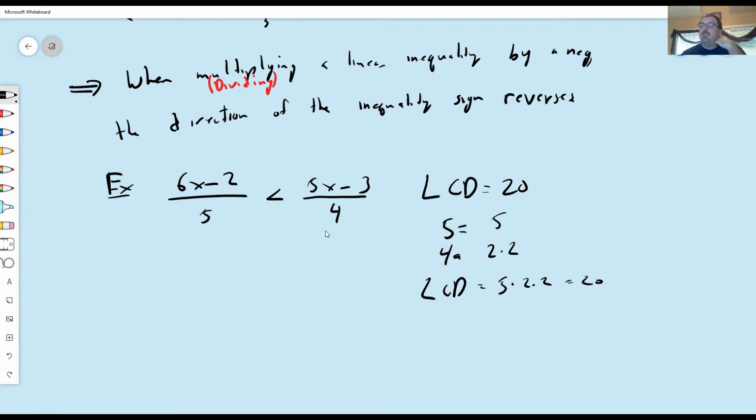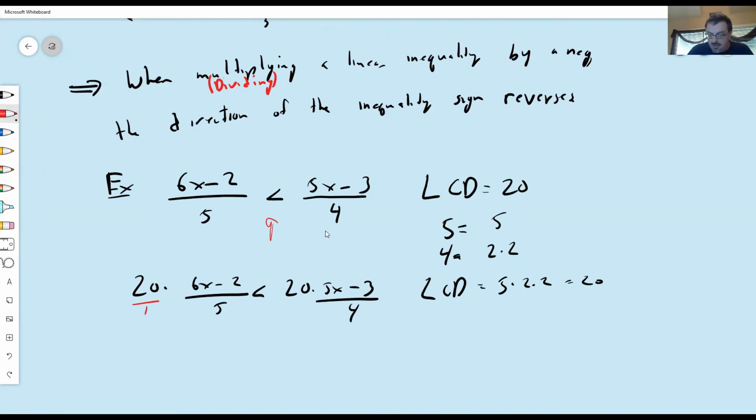And just like when you have equality, if I have some sort of relationship sign here, equals, less than, greater than, I can multiply both sides by the lowest common denominator. So I'm going to say 20 times (6x minus 2)/5 is less than 20 times (5x minus 3)/4. And again, if it makes you feel comfortable, go ahead and write the 20 as 20 over 1. It's unnecessary in terms of doing the problem correctly, but some people it makes feel comfortable. So if that's you, put those in there.